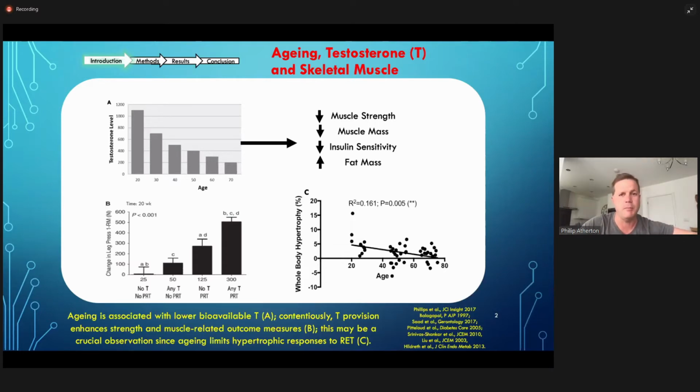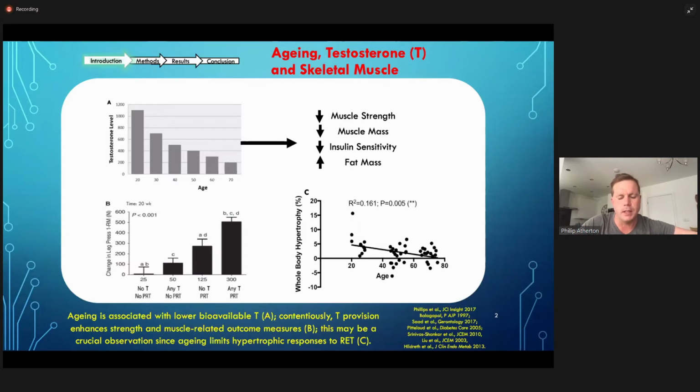It's been associated with many things. Of course, we're talking about muscle today: declined muscle strength, declines in muscle mass, and decreases in insulin sensitivity, because muscle tissue is one of the primary tissues dealing with postprandial glucose disposal, but also an increase in fat mass. So it has many pleiotropic effects in terms of human physiology.